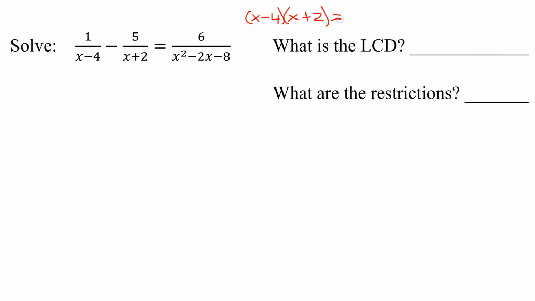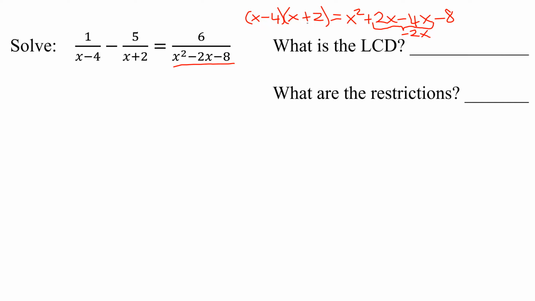If I FOIL it out, first, x times x is x squared. Outer, x times 2 is plus 2x. Inner, negative 4 times x is negative 4x. Last, negative 4 times positive 2 is negative 8. And these two middle terms add up to negative 2x. Is that what I have over here? Yes. Therefore, this denominator, x squared minus 2x minus 8, factors into x minus 4 times x plus 2.